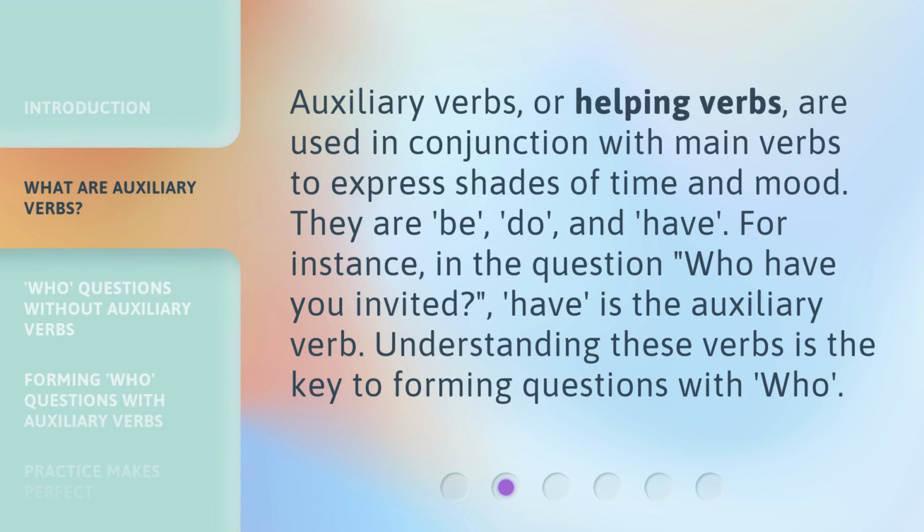Auxiliary verbs, or helping verbs, are used in conjunction with main verbs to express shades of time and mood. They are be, do, and have. For instance, in the question, "Who have you invited?" Have is the auxiliary verb. Understanding these verbs is the key to forming questions with who.